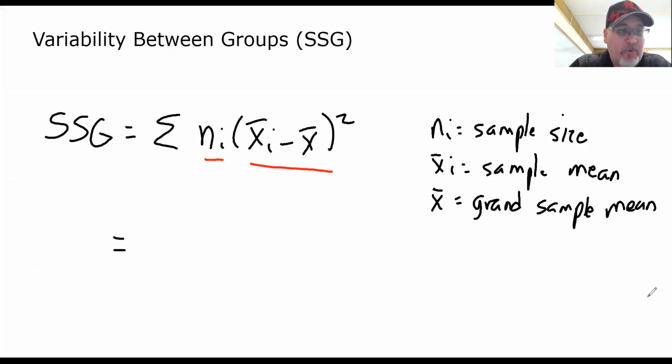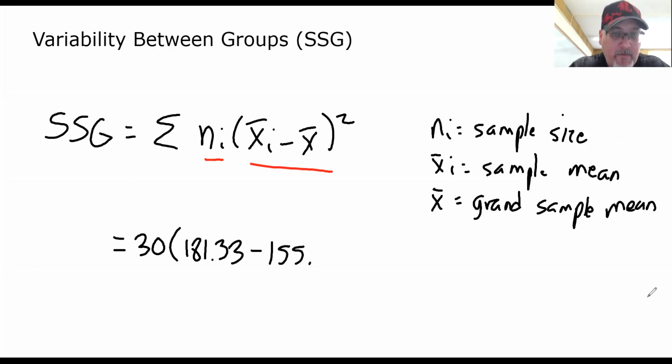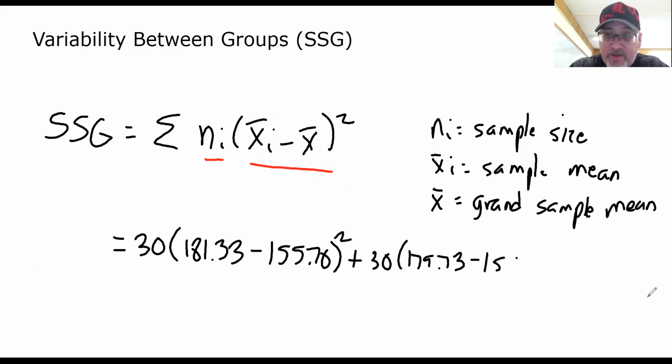All right, so the first sample was size 30. The first sample mean was 181.33, but the grand mean was 155.70. And that difference would get squared. And that is the calculation from the first sample. From the second sample, its sample size was also 30. Its sample mean was 179.73. And the grand mean was still 155.70. Square that difference, plus. And you have to do that once for each sample.